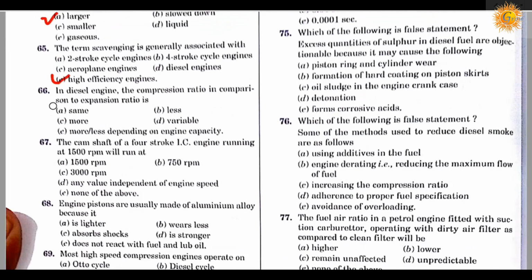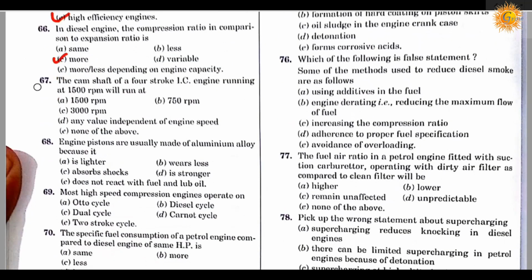Question number 66. In a diesel engine, the compression ratio in comparison to expansion ratio is: option A, same; option B, less; option C, more; option D, variable; option E, more or less depending on engine capacity. So the correct answer is C, more. In the diesel engine, compression ratio is more in comparison to expansion ratio.